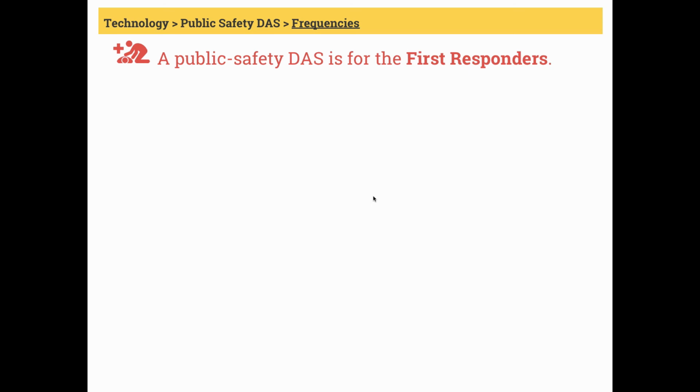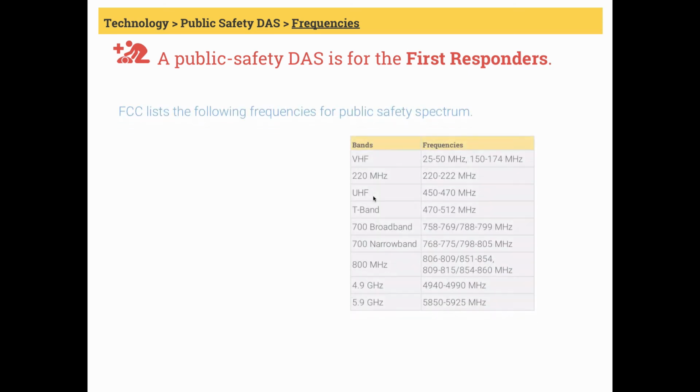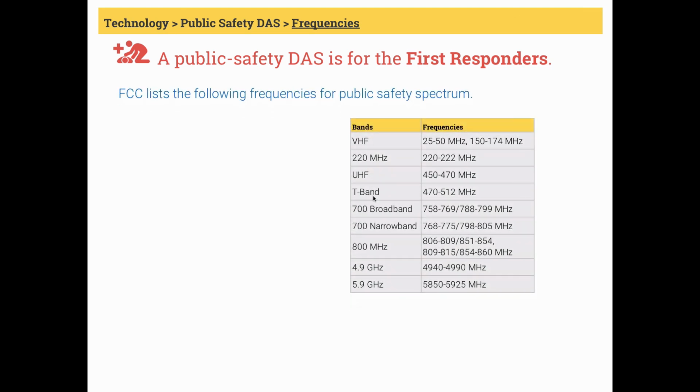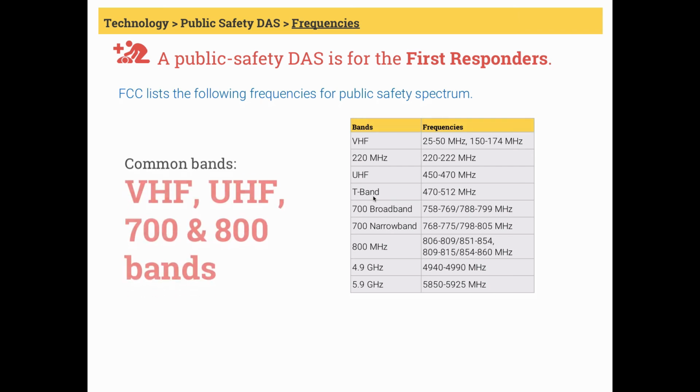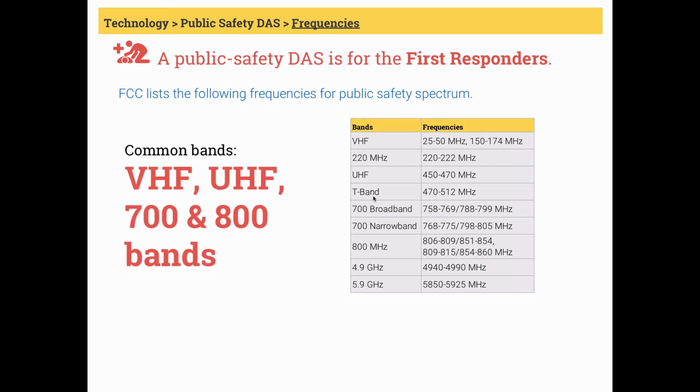Now, before we talk about building a public safety DAS, let's quickly go over the public safety frequencies that are used in a DAS. FCC lists the following frequencies for public safety spectrum. No need to memorize this table. Out of these bands in the table, common bands used for public safety are VHF, UHF, 700 and 800 bands. You don't need to remember all of these frequencies. Your local fire department will be able to tell you what's in use in the area.